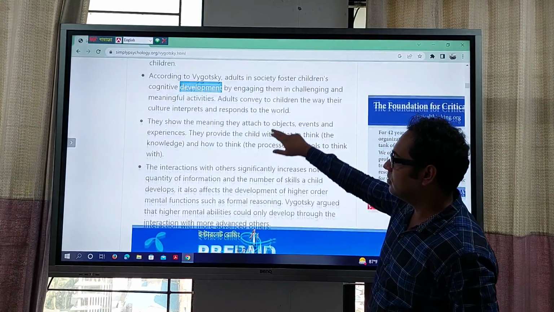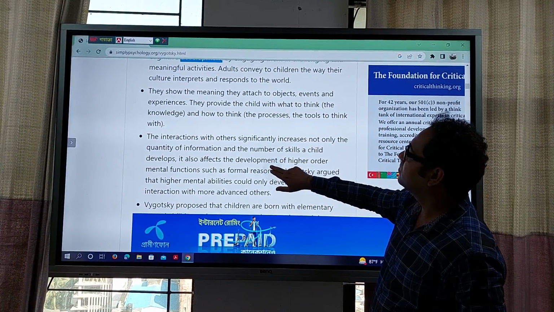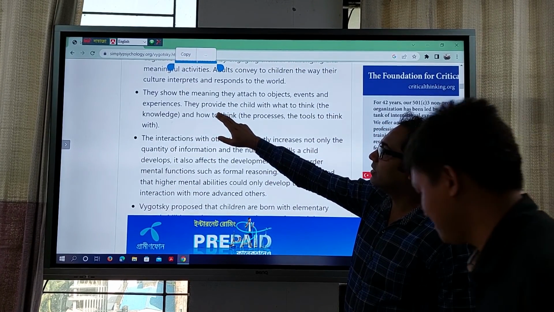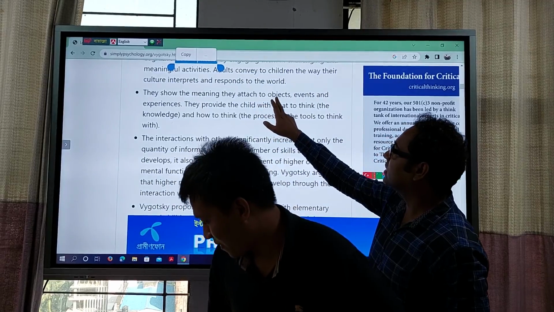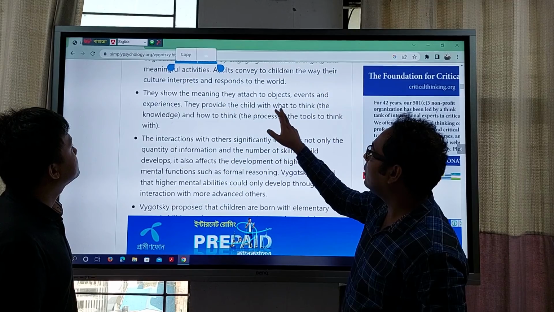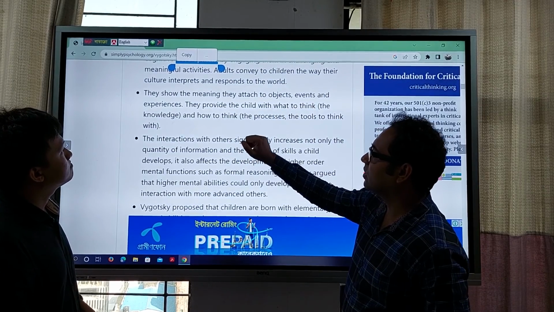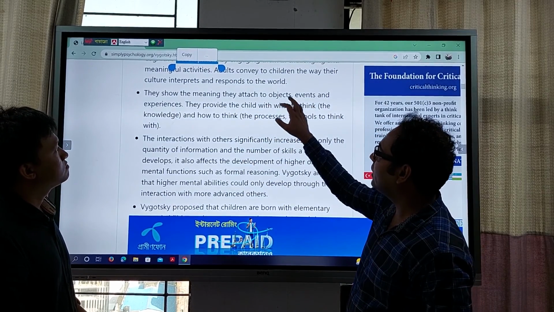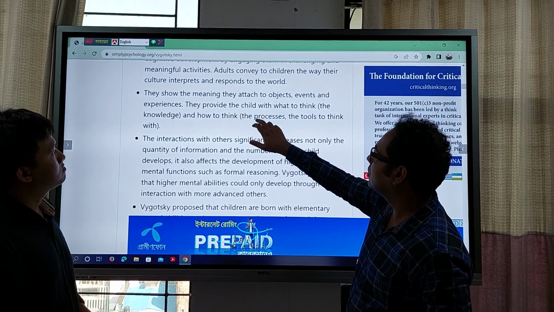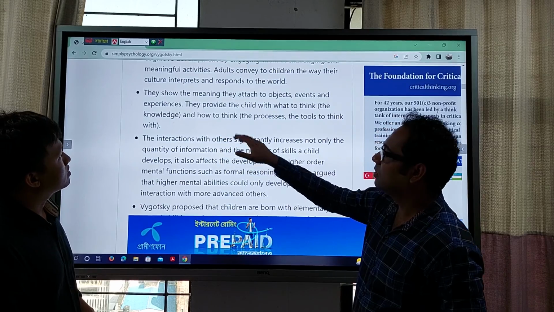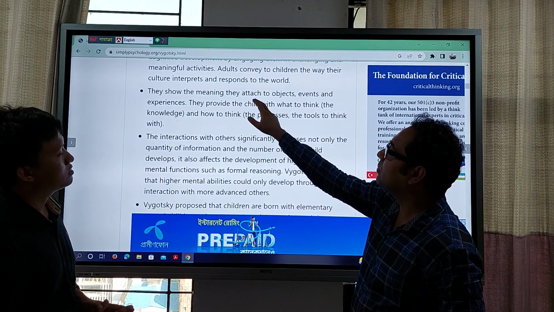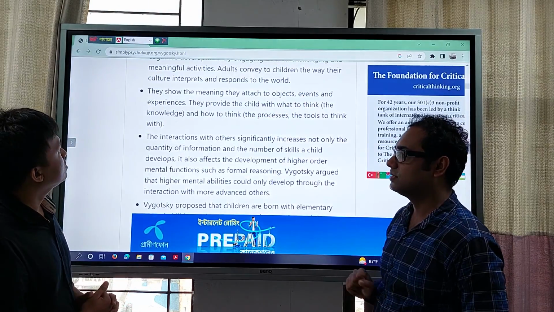Jishu, please come over here. According to Vygotsky, adults show the meaning they attach to objects, events and experiences. They provide the child with what to think, how to think. Do you agree? Adults provide the child what to do and how to think, like they show the meaning attached to objects, events and experiences.